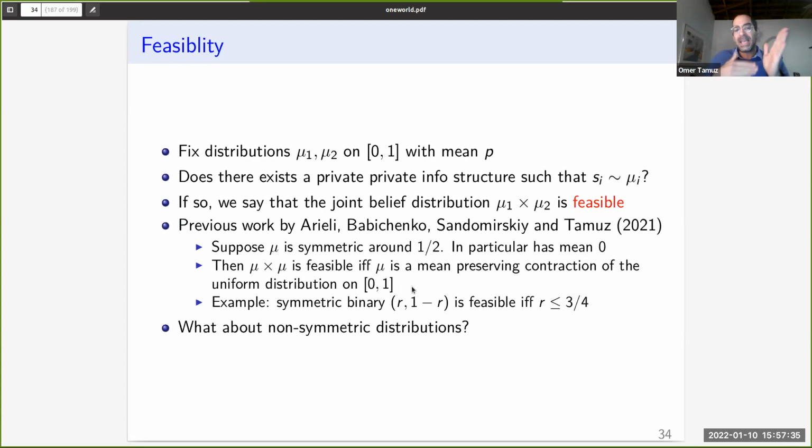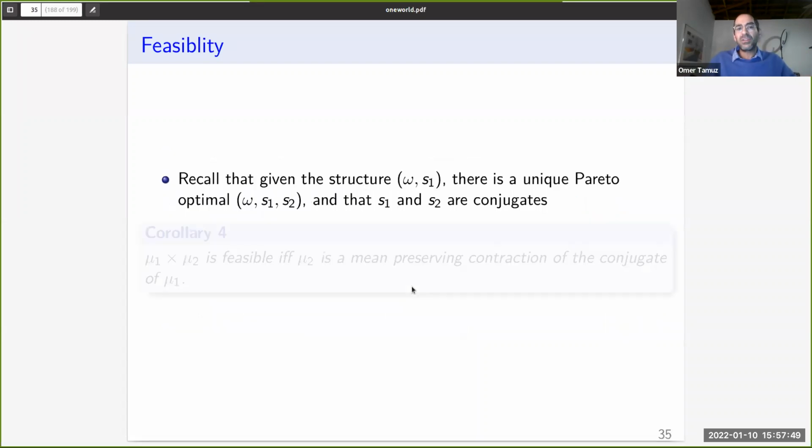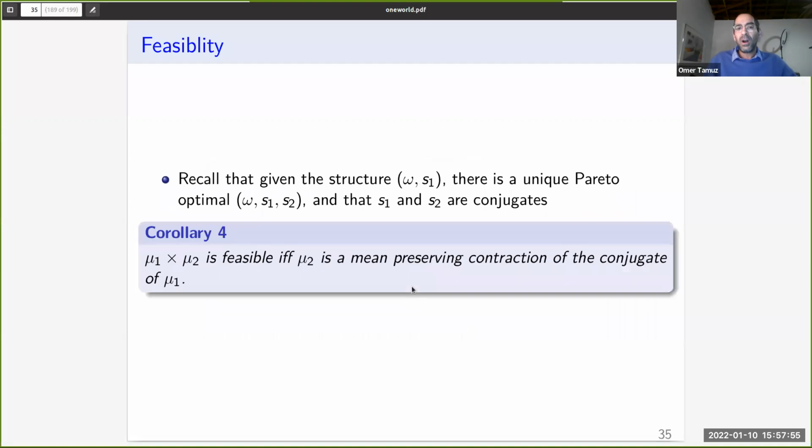So if both agents have the same belief distribution, the most informative it can be is that example of the uniform distribution on [0, 1]. Everything else is a mean preserving contraction of, Blackwell dominated by, that. What about non-symmetric distributions? So here we have this result about conjugates. mu 1 times mu 2 is feasible if and only if mu 2 is a mean preserving contraction of the conjugate of mu 1. So we get a very sharp characterization of feasibility for these private-private information structures that works even without the symmetry assumption.